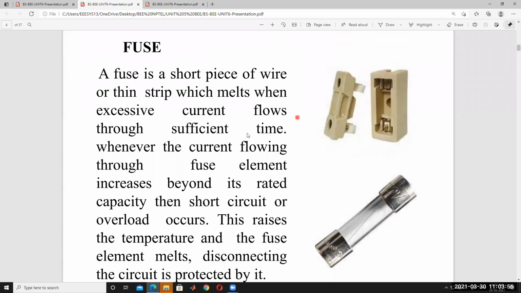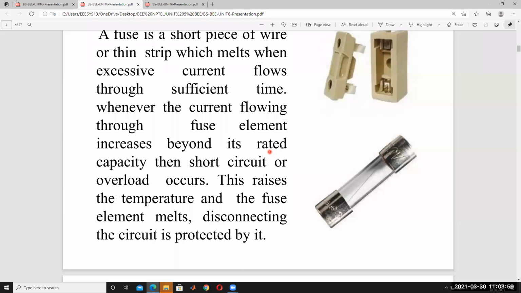Whenever the current flowing through the fuse element increases beyond its rated capacity, a short circuit or overload occurs. Because of that, the current drawn from the supply increases, and that is the current passing through the fuse. This raises the temperature, the fuse element melts, disconnecting the circuit, and the equipment is protected.